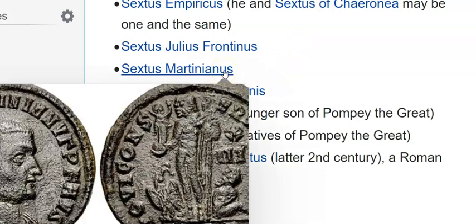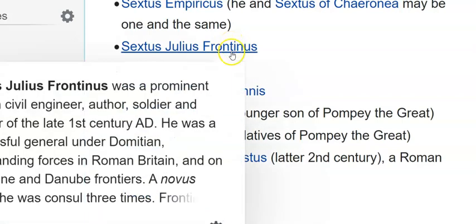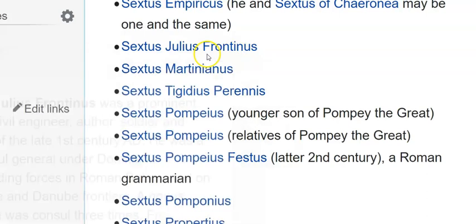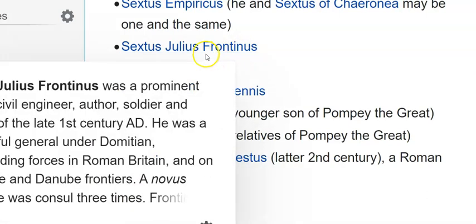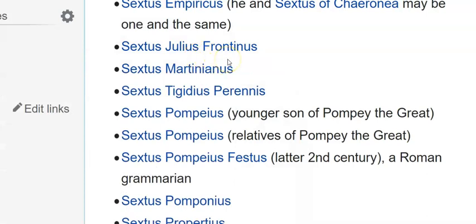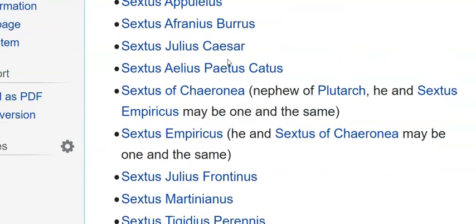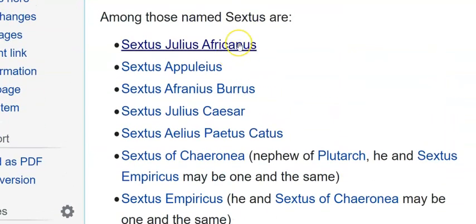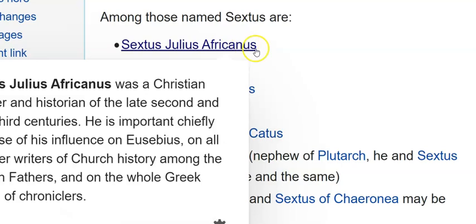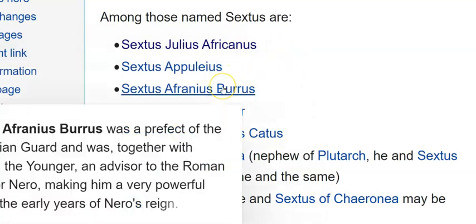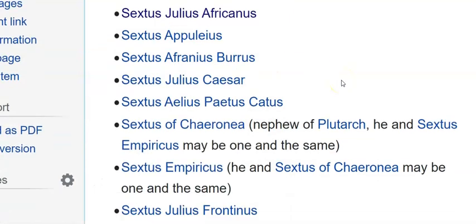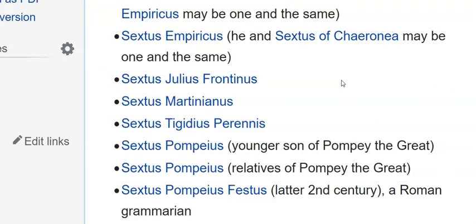Martinianus, all this stuff is fraudulent, Julius Frontinus like a front, the front. The front summit, it basically means like we're faking something, and Africanus, Afrenius, it's just bizarre stuff. Basically African in nature.